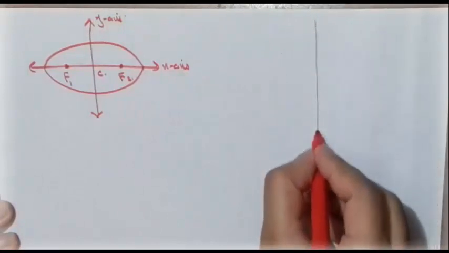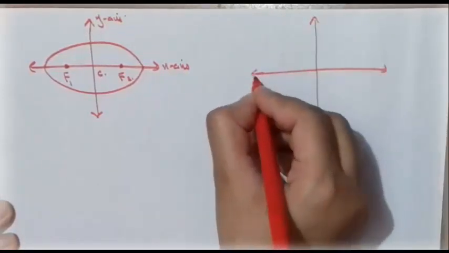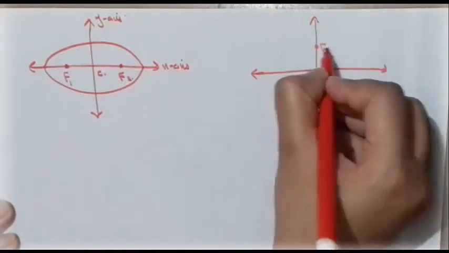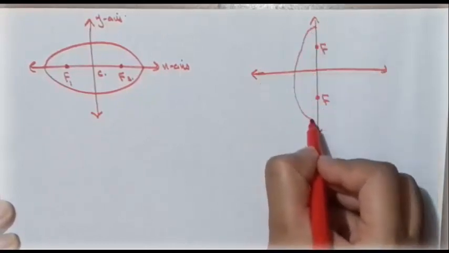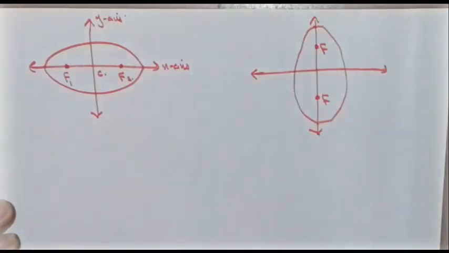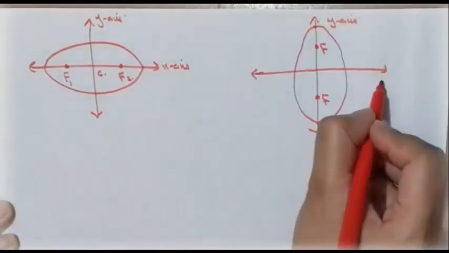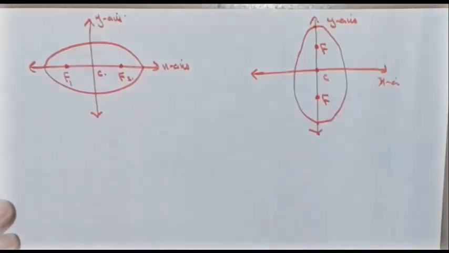And the other possibility of the ellipse is when the major axis is on the y-axis. What is the meaning of the major axis? It means that axis where the foci are present, or in other words. So this shape of ellipse is just the second possibility of the ellipse when the major axis is the y-axis and the minor axis is the x-axis. Here is the center of this ellipse.